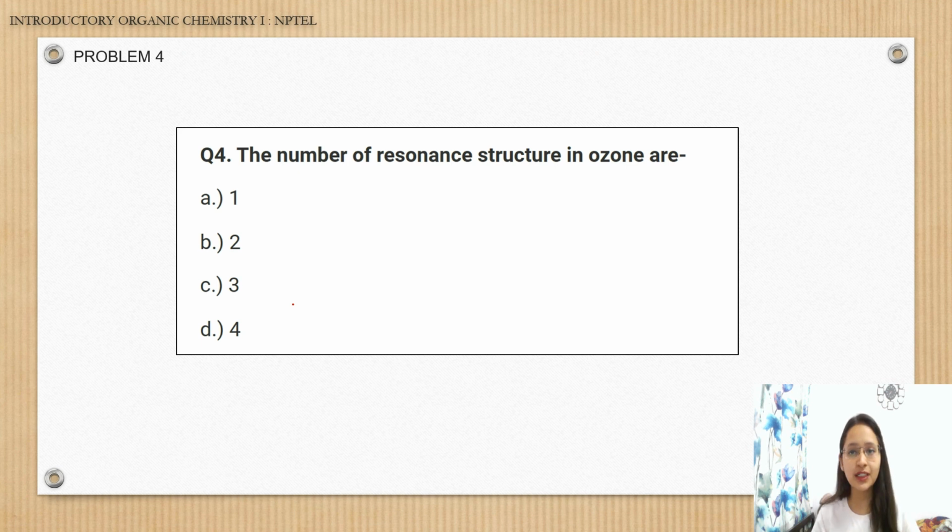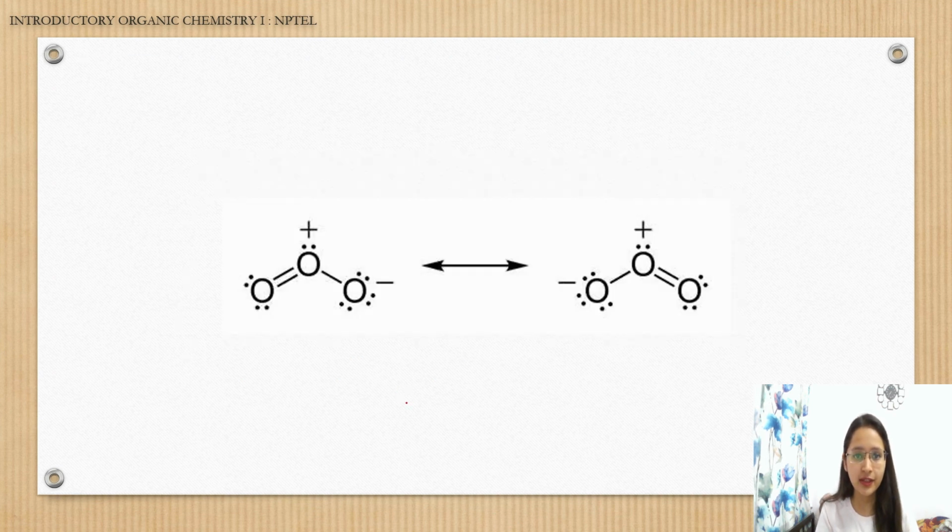So coming to problem number four. Here, they are asking the number of resonance structures in ozone. So you have to calculate the number of resonance structures that are possible in an ozone molecule. First of all, you have to know what an ozone molecule is. Ozone is nothing but an O that is connected to two other oxygen atoms in this fashion. So they are asking how many resonance structures can be possible.